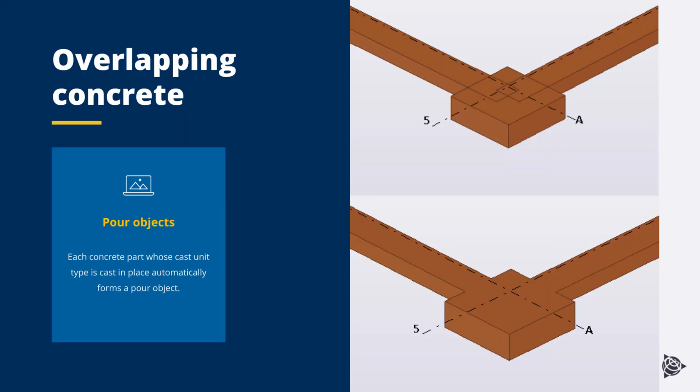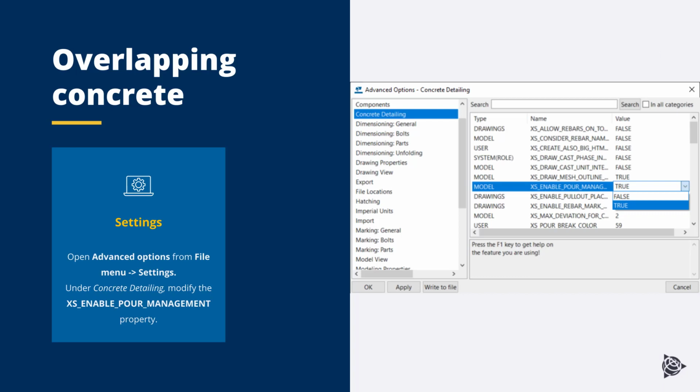Each concrete part whose cast unit type is cast in place automatically forms a pour object. The setting you use for pour management affects how cast-in-place objects with the same material grade and pour phase are displayed in Tekla Structures. By default, pour management is disabled when using the engineer role. This means that the lines for overlapping concrete are visible in the model.